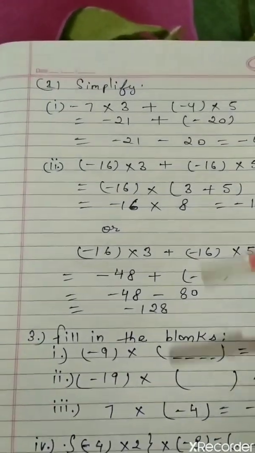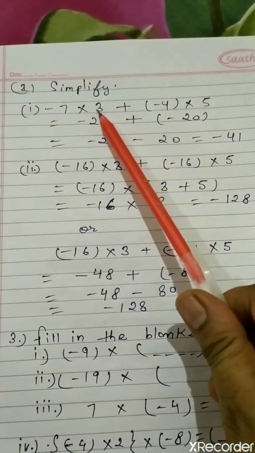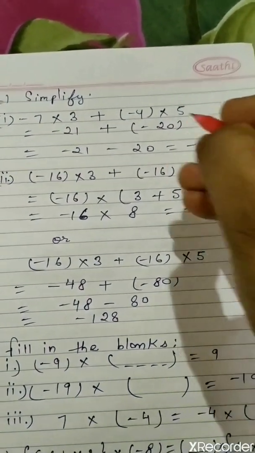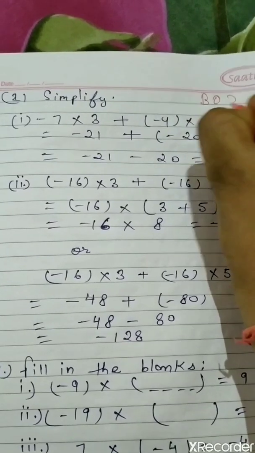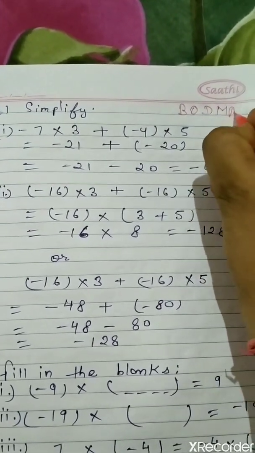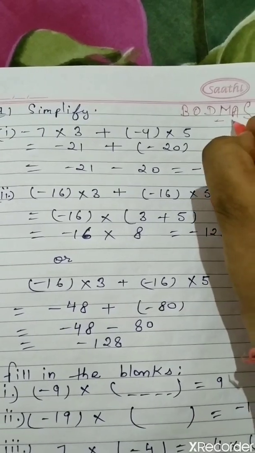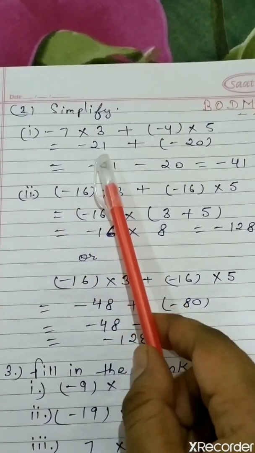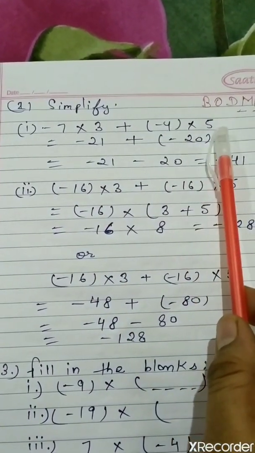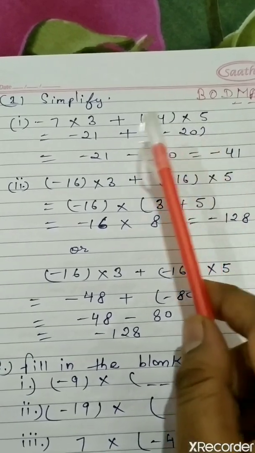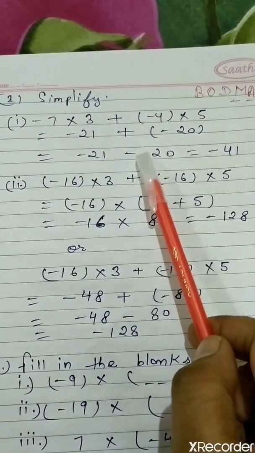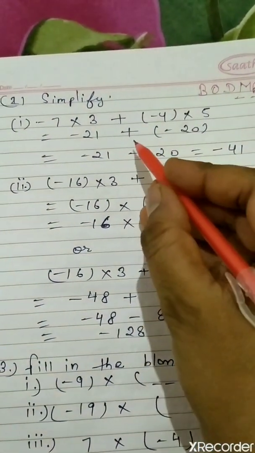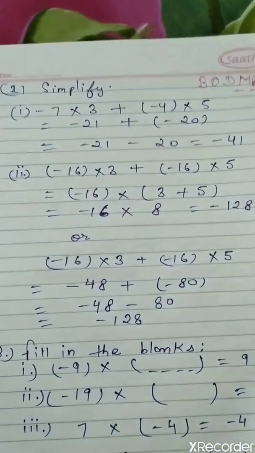Yes, now we will see some simplification questions. You can see here -7 into 3 plus -4 into 5. First, according to the Bodmas rule, multiply first, then addition, then after that subtraction. So first multiply: minus 7 into 3 is minus 21, then minus 4 into 5 is minus 20, including sign multiplication. Then, minus 21 and minus 20 equals minus 41. These two signs also multiply, this plus and this minus.